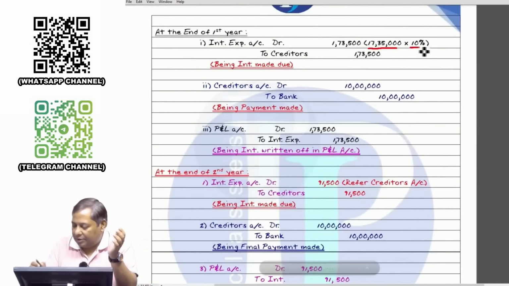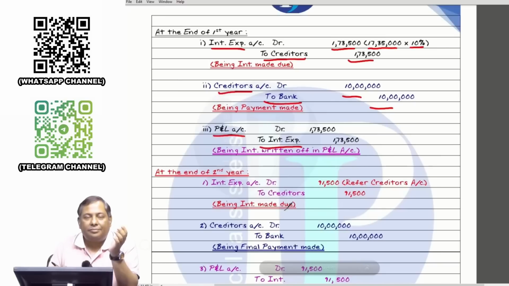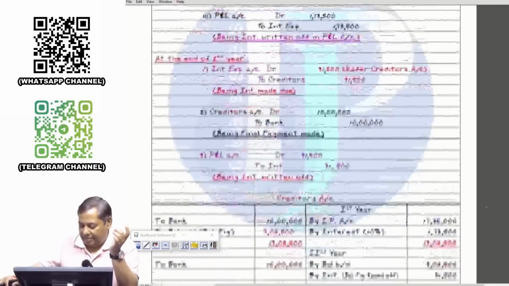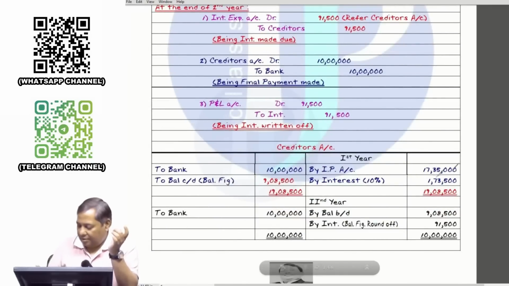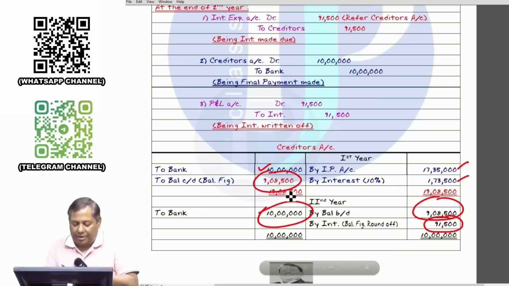On the balance we charged 10% interest, and the interest was made due. Interest to creditors, then payment made to creditors of 10 lakhs. P&L to interest. Then next year's interest due. For this, let's check the creditor account. Here's the creditor account. First entry, interest was made due, payment made, then balance came. On the balance, next year's interest was calculated and payment was made.